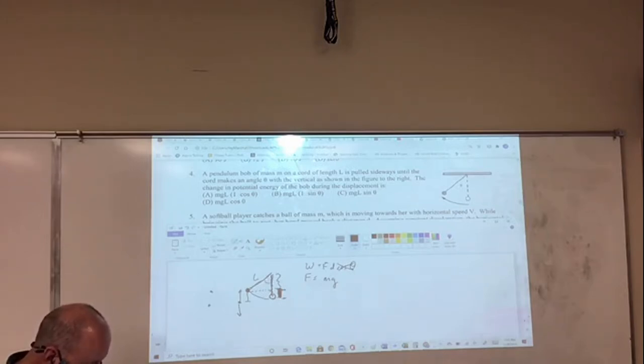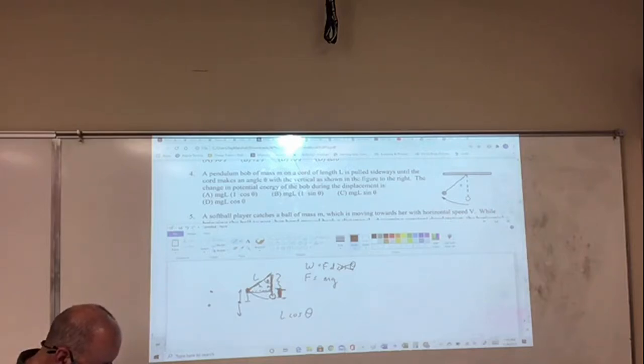And if this is theta, and this is the hypotenuse, and this is the adjacent side, hopefully it would make sense that this length right here is going to be L times the cosine of theta. This adjacent side of this triangle is L times the cosine of theta, and that's what we want.